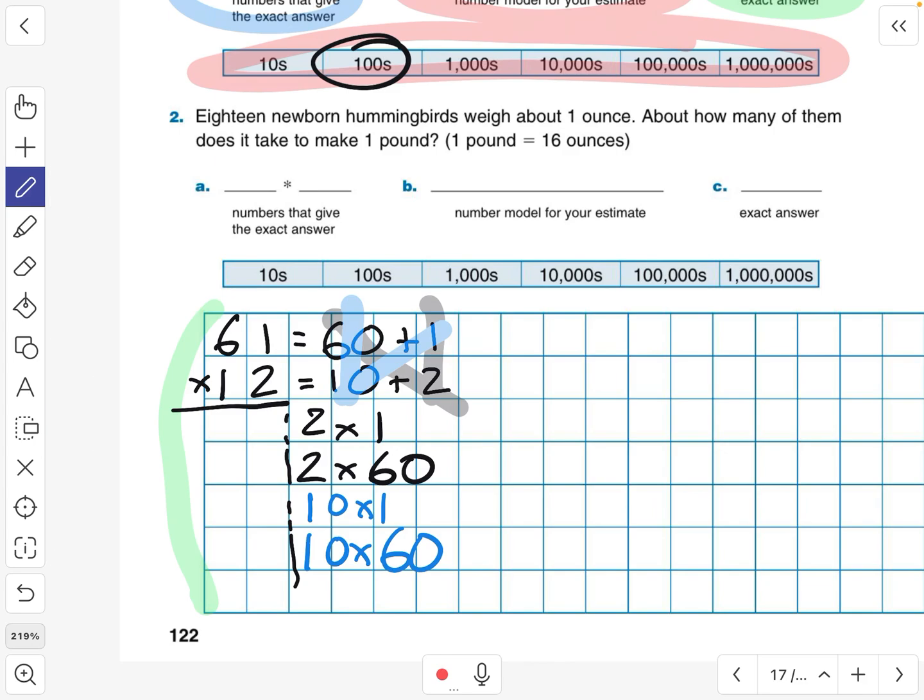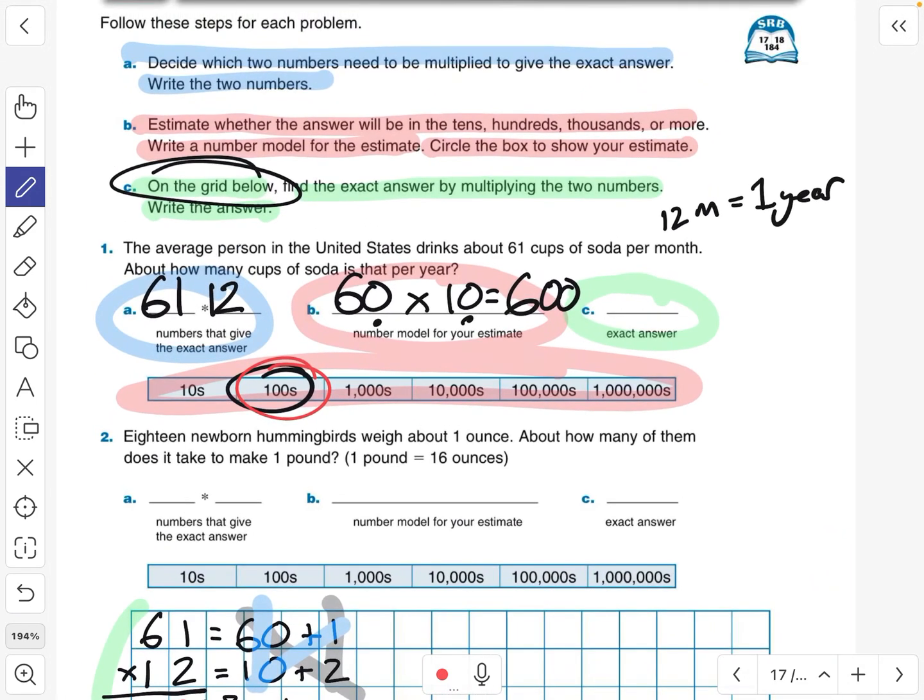All right, let's come up with our partial products. 2 times 1 equals 2. 2 times 60 equals 120, 12 with a 0. 10 times 1 equals 10. 10 times 60 equals a 6 with 2 zeros, 600. That's all 4 of them, so we add them together. 2, 3, 7, and our estimate was in the hundreds, and our answer is in the hundreds. Now I just go back up and write the answer here, 732. It's pretty close to my estimate, so I'm guessing it's correct.